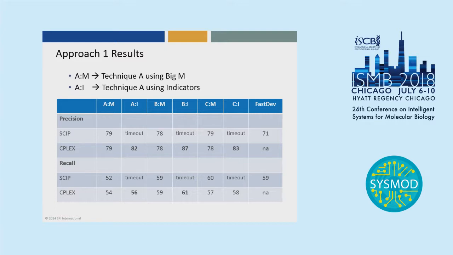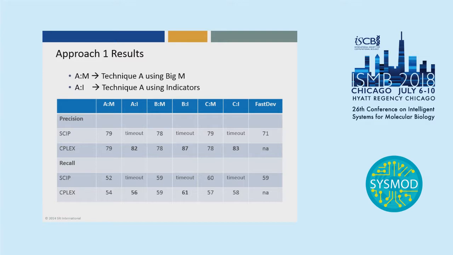So let's start with one interesting thing we found, which is that when we ran skip with the indicators method, it always timed out. It was way too slow. So that's one thing we learned: you don't want to use indicators with the skip solver. It's way too slow.